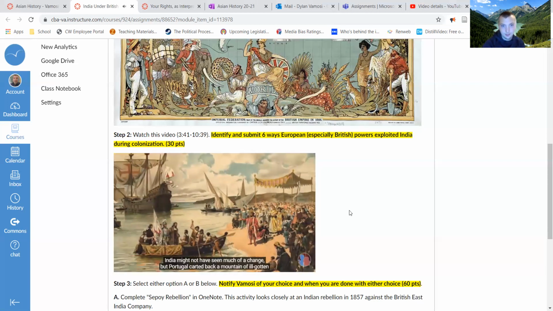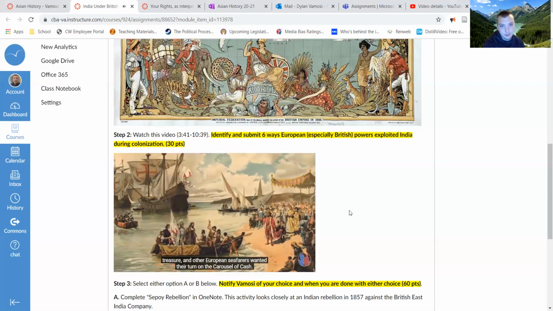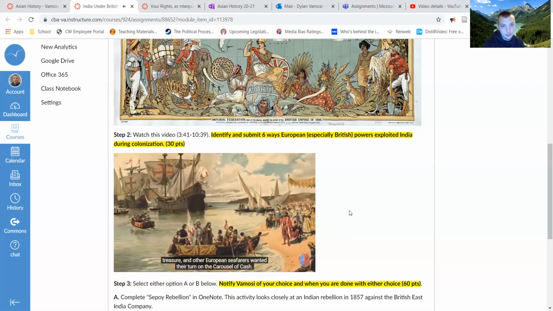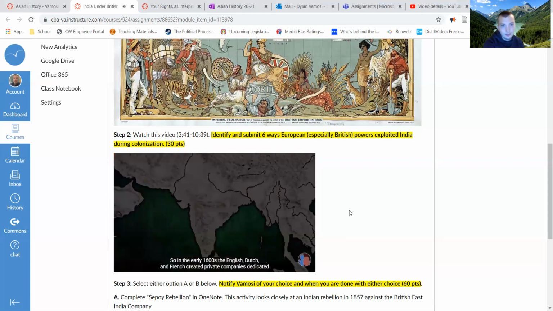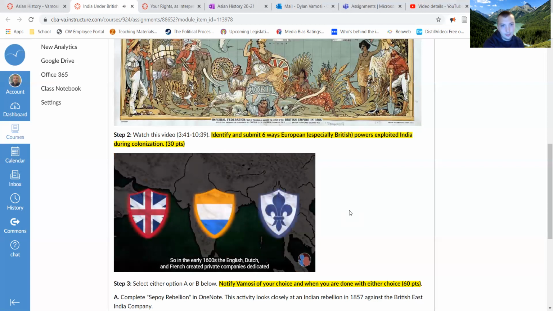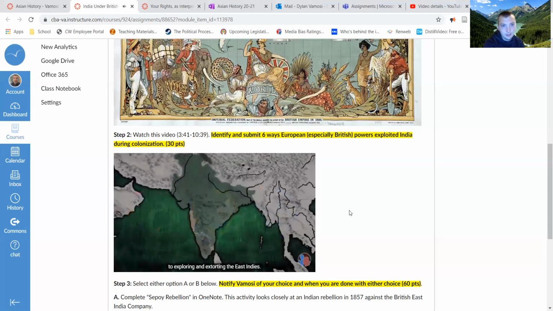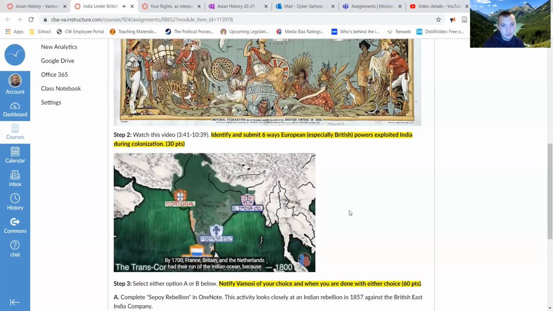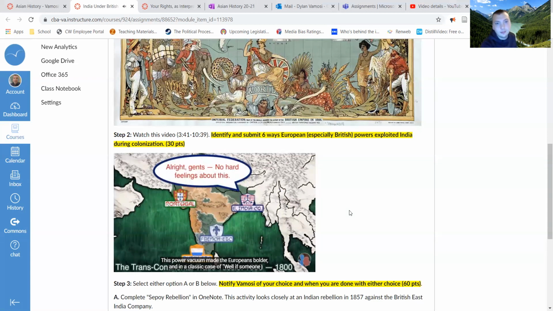A mountain of ill-gotten treasure, and other European seafarers wanted their turn on the carousel of cash. So, in the early 1600s, the English, Dutch, and French created private companies dedicated to exploring and extorting the East Indies. By 1700, France, Britain, and the Netherlands had their run of the Indian Ocean because the Mughals didn't have a navy to speak of even before they nosedived into irrelevance. This power vacuum made the Europeans bolder, and in a classic case of, well, if someone is going to conquer this place, it might as well be me, they started throwing hands about it.